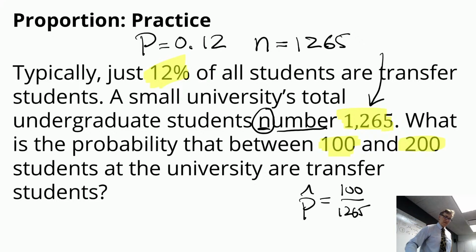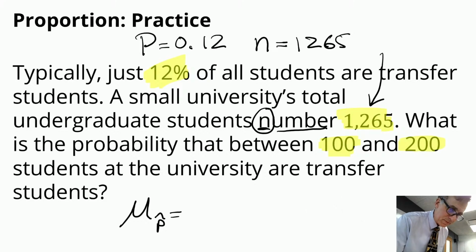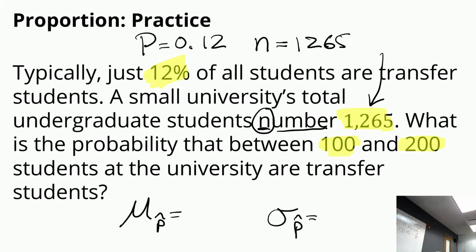So now I need to answer this question. 12% of students are transfer students. We have the p. I know what we need to do before we move on to Excel. We need to do this. Mu sub p hat is equal to what? And then sigma, I'm going to have to erase this over here. Sigma sub p hat. So I need to have the new mean and the new standard deviation.